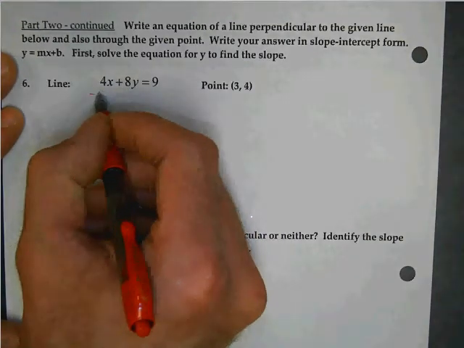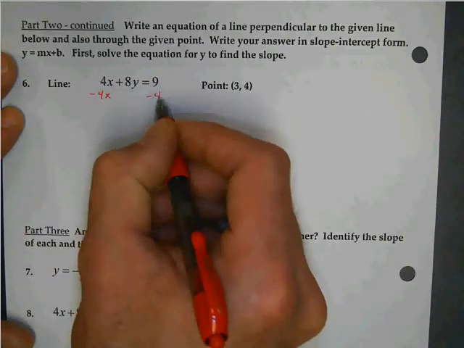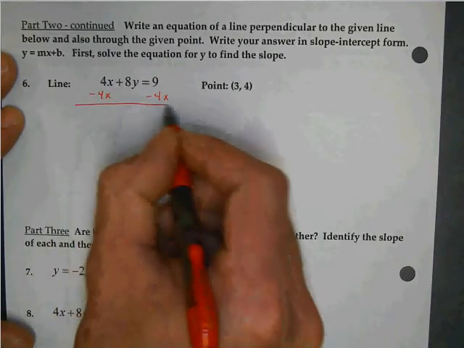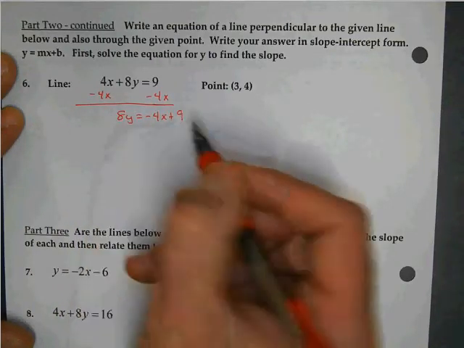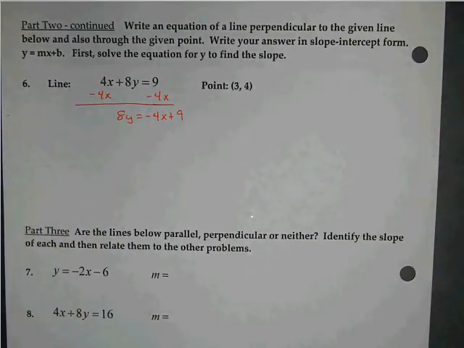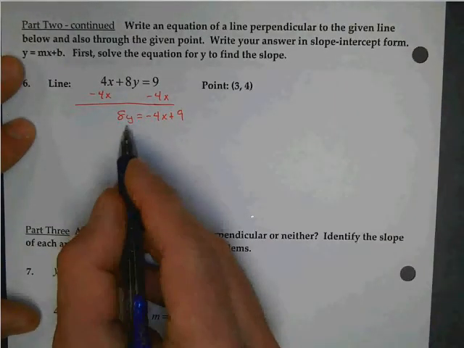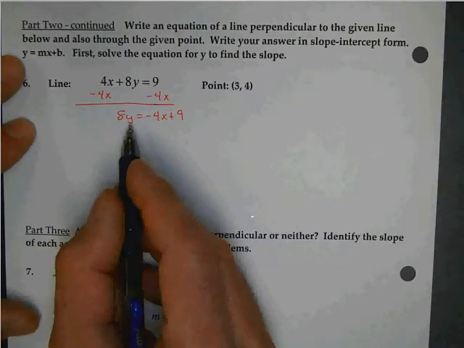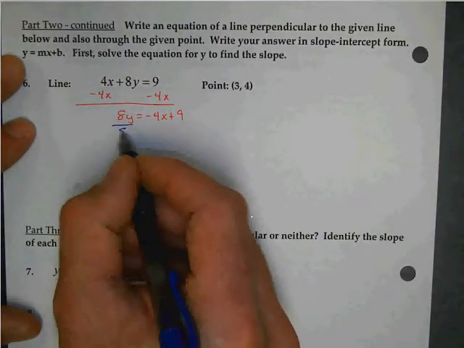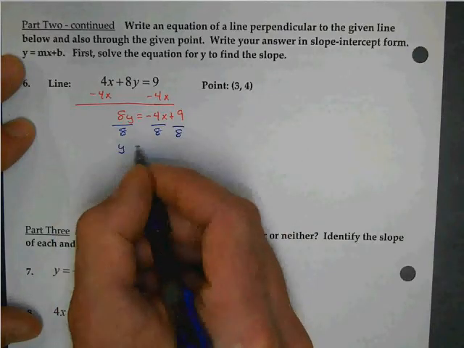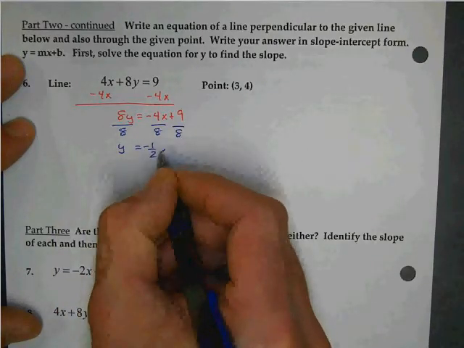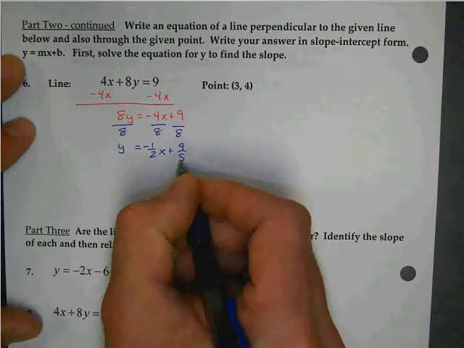Let's minus the 4x, because we want to get the y by itself. So that gives us 8y equals negative 4x plus 9. Is the y by itself yet? Still got an 8 attached to it. How do I get rid of that 8? The 8 is connected with multiplication, so the opposite of multiplication is division. So I have y equals negative 1/2 x plus 9/8.